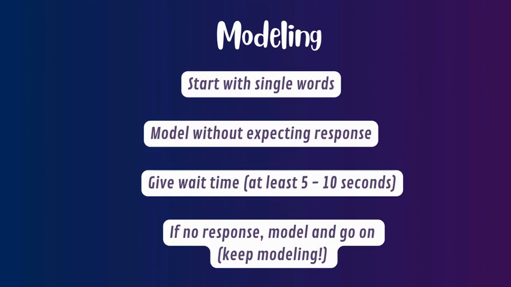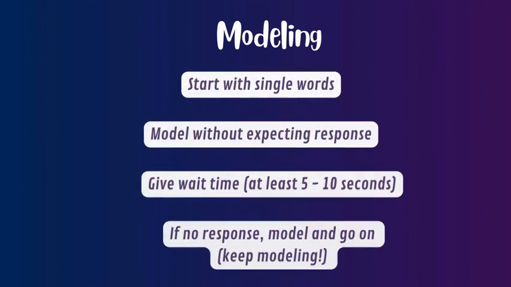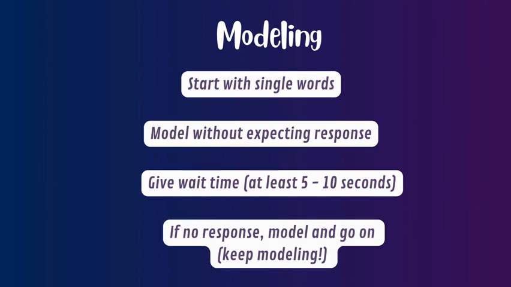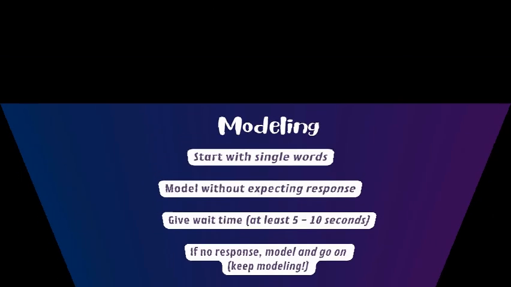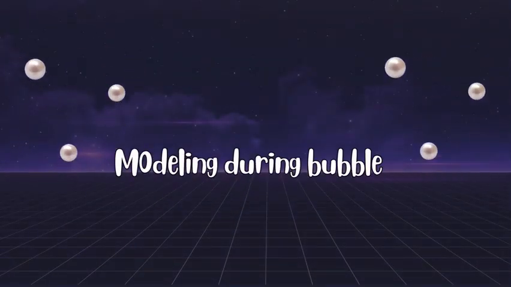Remember, children hear 4,000 to 6,000 words in their first year of life before they even speak a single word. So if they don't respond, that's okay. Provide the model and go on with the activity. Make sure you don't stop modeling. Let's look at how we can model communication while playing with bubbles.